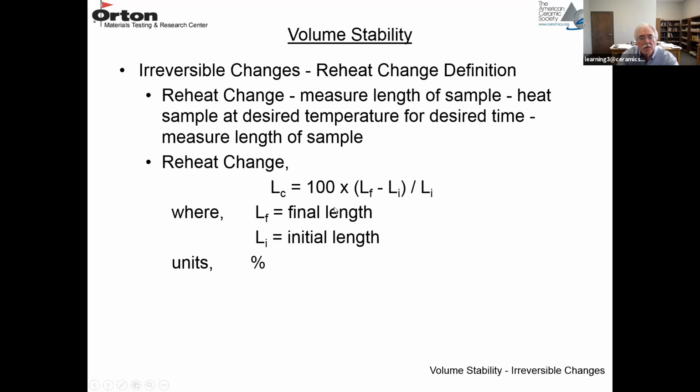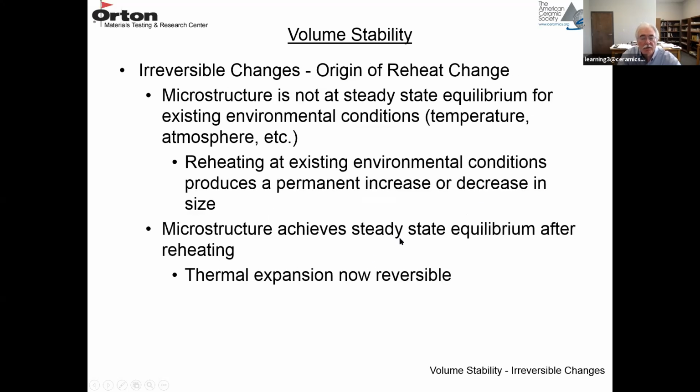You heat a sample, measuring it prior to heating, and hold it for some time, usually 5 hours for an ASTM standard. You bring it back down to room temperature and see if it's the same length as you started out with. It's either going to be larger, smaller, or the same. So why is there a reheat change?